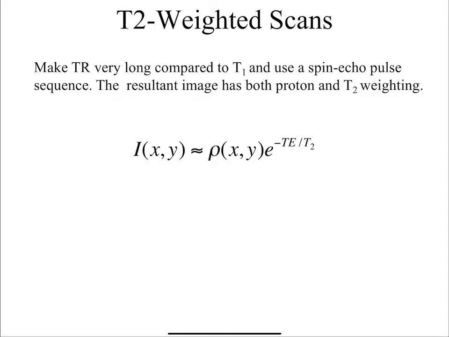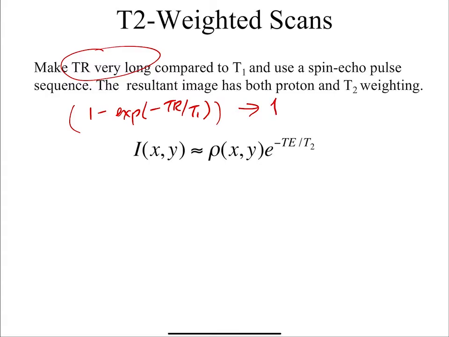T2 weighted scans. Now I want to get rid of the TR term or the T1 term, right? So in that case, I want to make TR very, very long, such that 1 minus EXP minus TR over T1 is going to go to 1. If TR is very long, then EXP minus TR over T1 decays away. And so I'm left with a T2 weighted scan that looks like that.